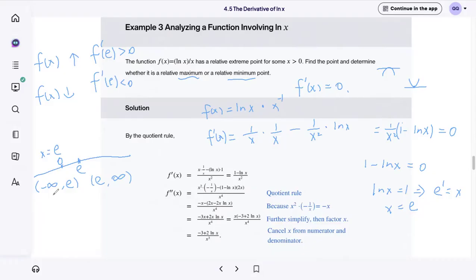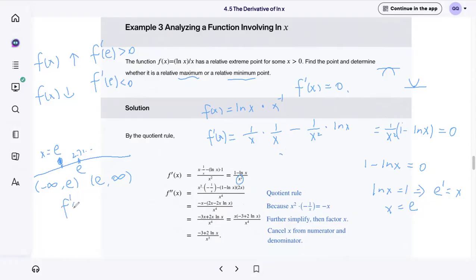Well, we could just evaluate 0. Oh, we cannot evaluate 0. Why? Because you see x squared in the denominator, x can never be 0. But 1 is smaller than 2.71 something. Okay? So let's use 1.